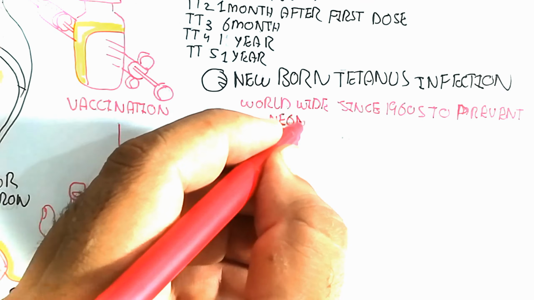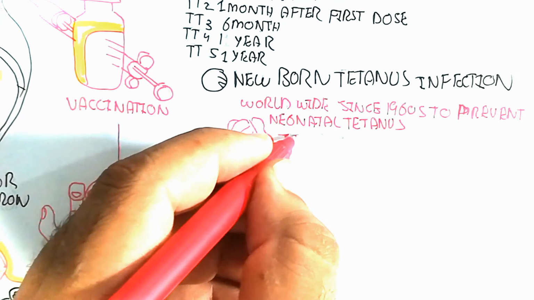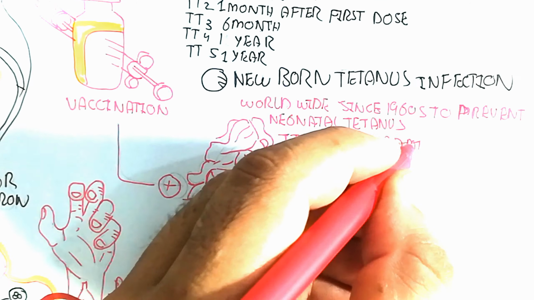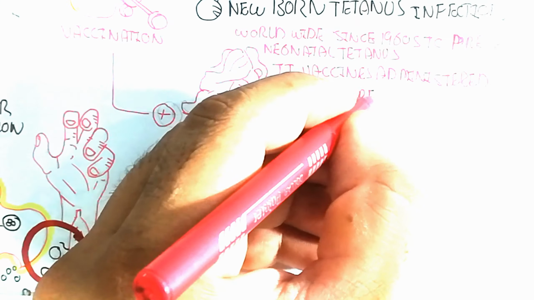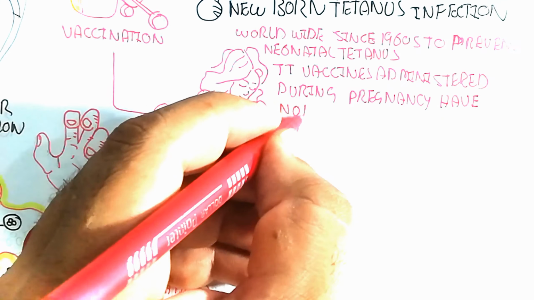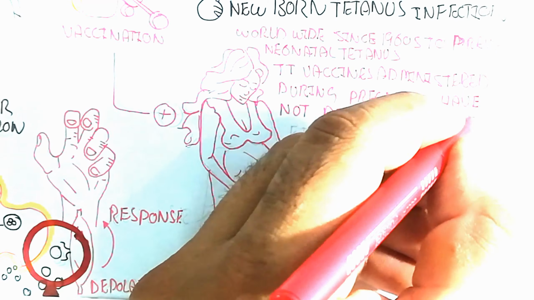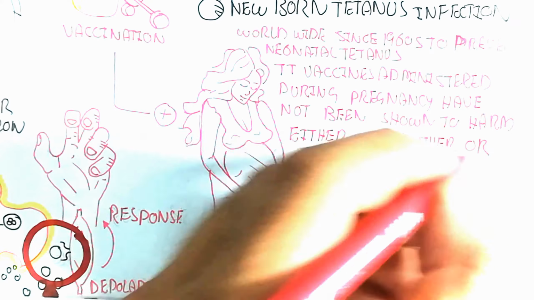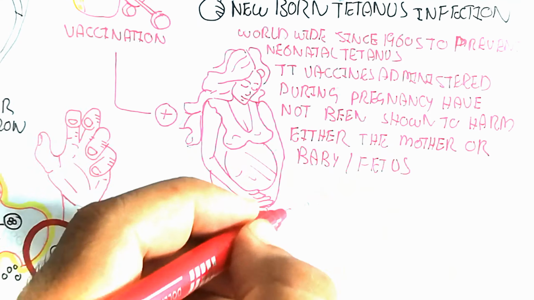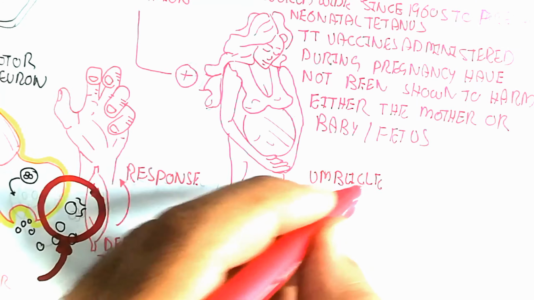And newborn tetanus infection is possible worldwide since the 1960s. To prevent neonatal tetanus, vaccines administered during pregnancy have not been shown to harm either the mother or baby or fetus. And cutting the umbilical cord with contamination causes tetanus.